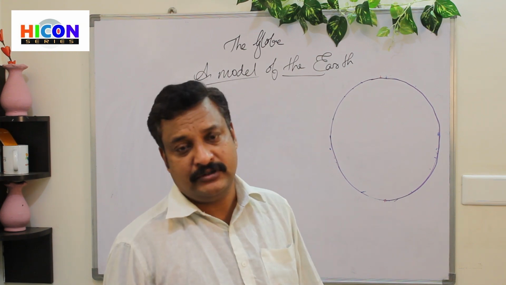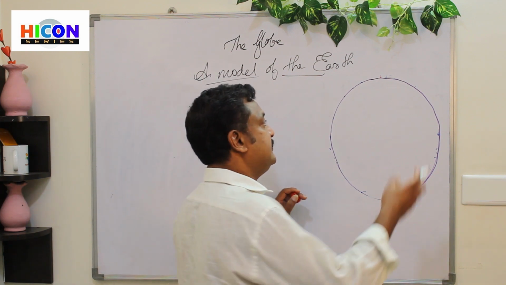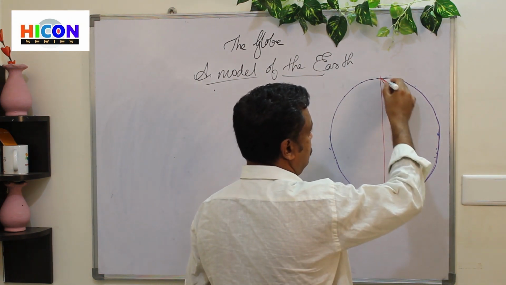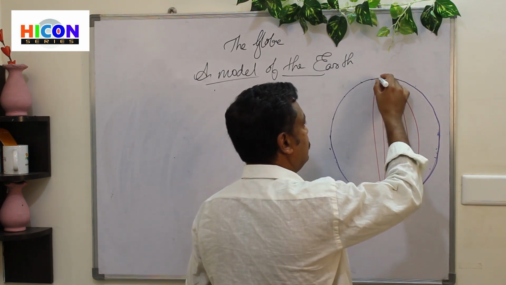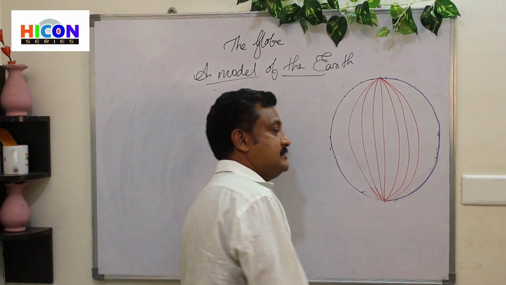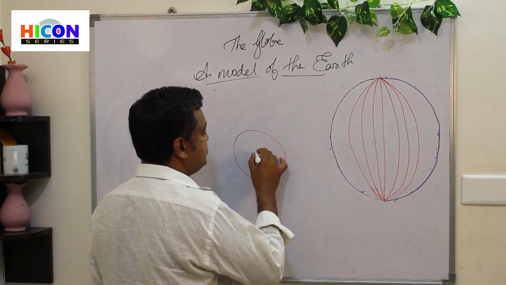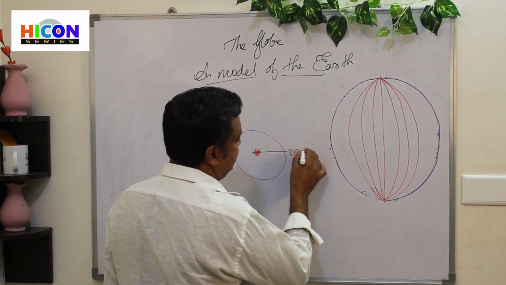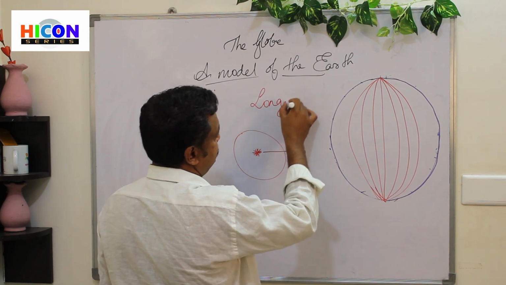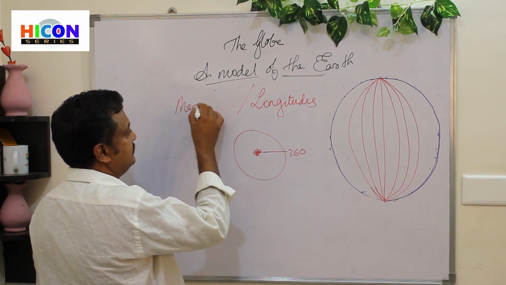The other set of lines that we have on the earth is the lines that run from pole to pole, that originate at the north pole and end at the south pole, like this one. It goes on like this, okay? So they start from the north pole and end at the south pole. When we consider the top pole, if this is the north pole, there will be lines starting at every degree, and we have 360 such lines running from the North Pole to the South Pole. These lines are known as longitudes, or meridians.